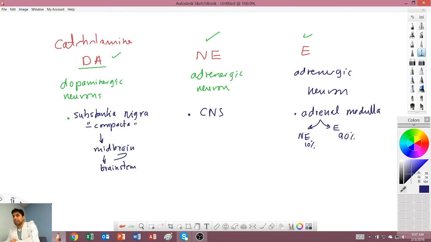So the adrenal medulla is on top of each kidney. The adrenal gland sits on top of each kidney. So if this is a kidney, on top of it you have an organ sitting there. The core of this organ is known as the medulla, the surface is the cortex. So it's the core of this gland that produces epinephrine.